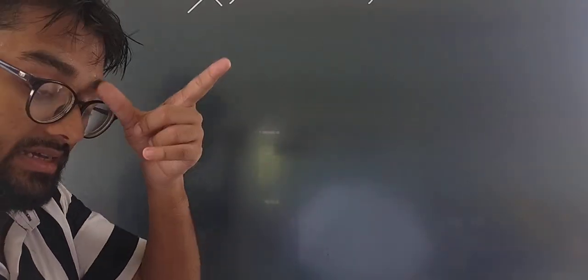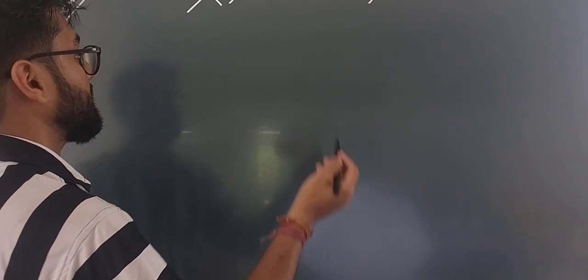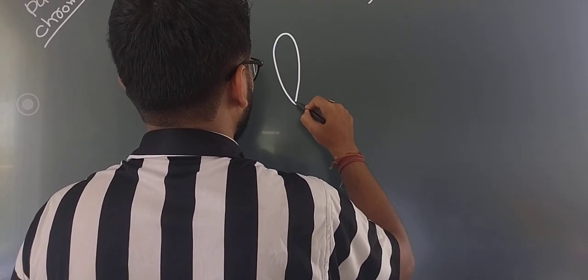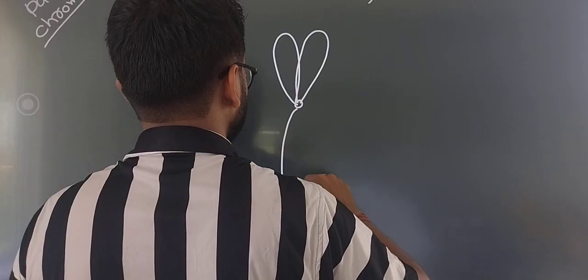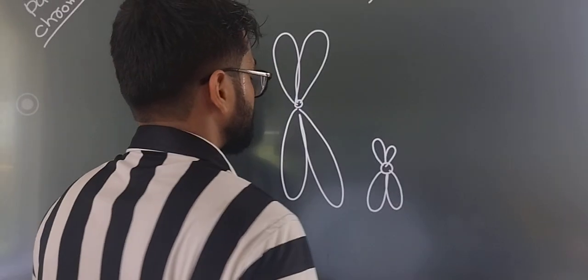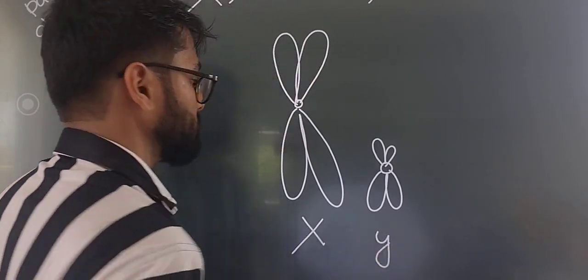Now I said that this is a recessive disease. So that means first of all, the faulty gene can only be present on your X. It cannot be present on Y, because if you see the structure of Y, let me draw it for you. Y is something like this. This is your X chromosome and this is your Y chromosome.